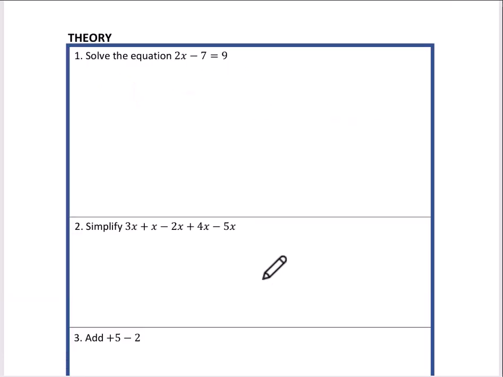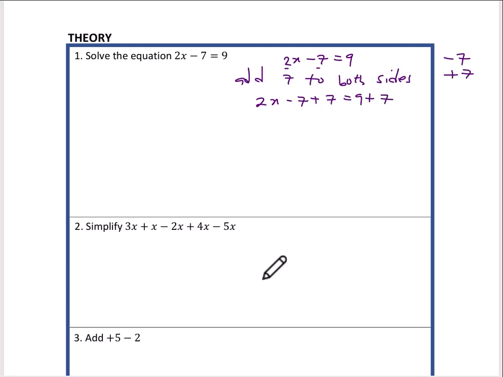For the first question, we have 2x minus 7 is equal to 9. So we are solving for x. To solve for x, we need to get rid of this 2 and also get rid of this negative 7. So because we have a minus 7, we have to add 7 so that it goes away. Add 7 to both sides. So that becomes 2x minus 7 plus 7 is equal to 9 plus 7. So minus 7 plus 7, different signs subtract, that goes away. So 2x is equal to 9 plus 7 is 16.